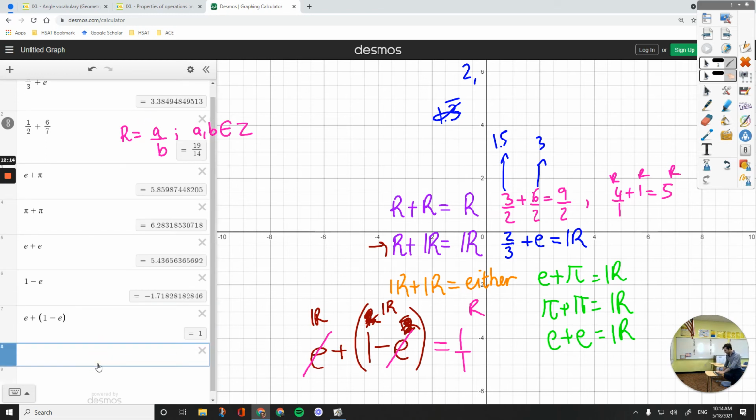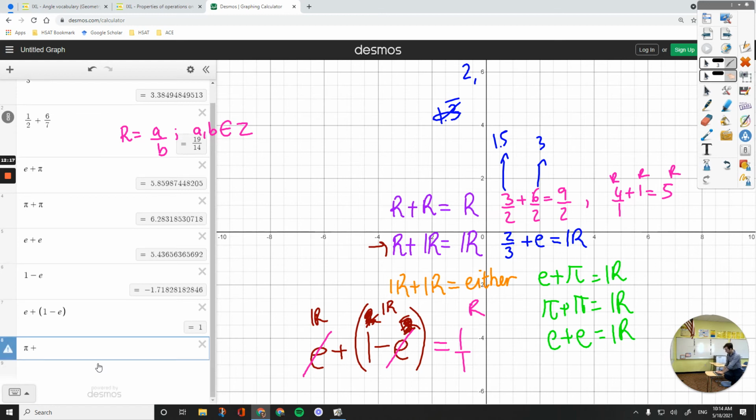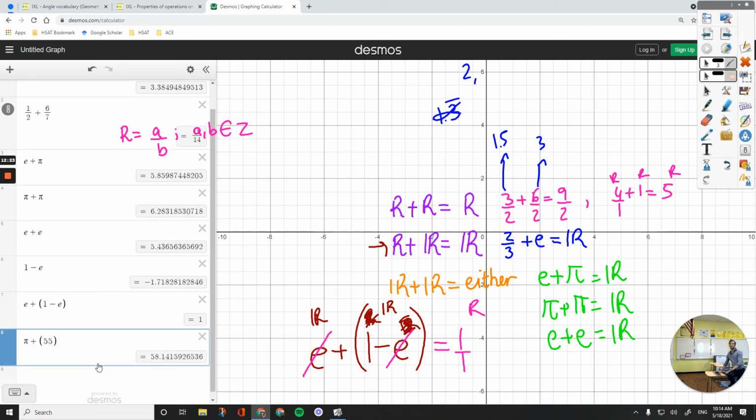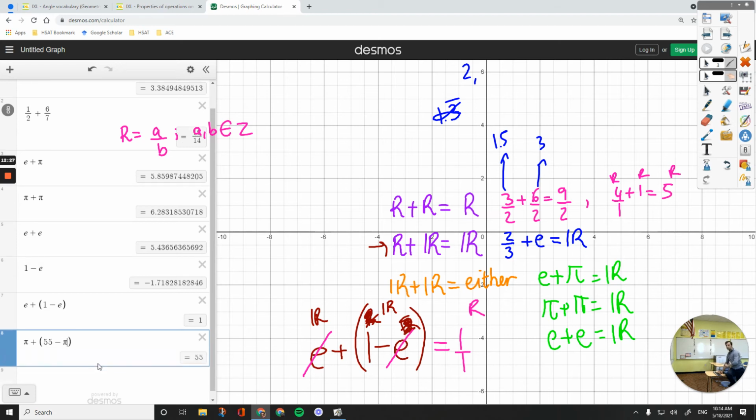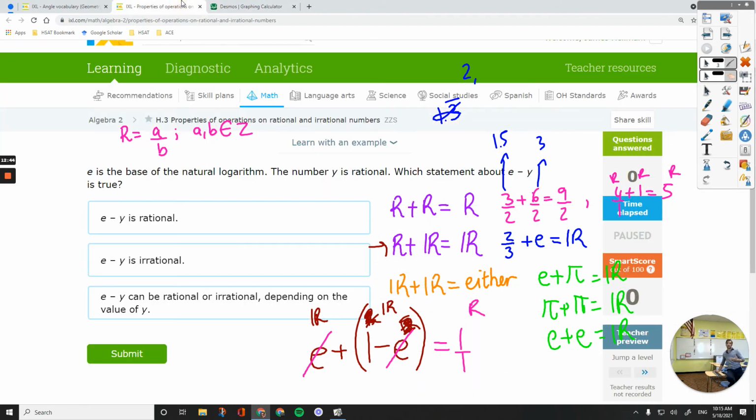Same thing applies to pi plus, if I want to get rid of this pi, it doesn't need to be 1 minus, it could be 5 or 55 minus. Now I want to cancel that pi out and put it over here. The answer is going to be 55, and you can just put over 1. It'll turn into a fraction. So the outcome of this whole thing, even though this one was irrational, this one was irrational, the outcome could be rational.